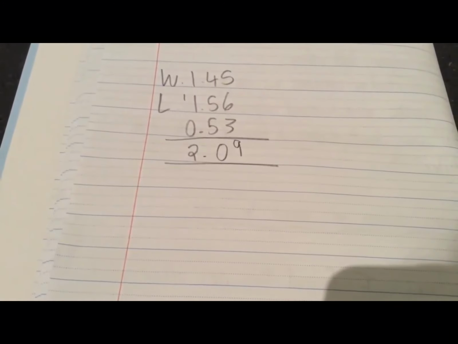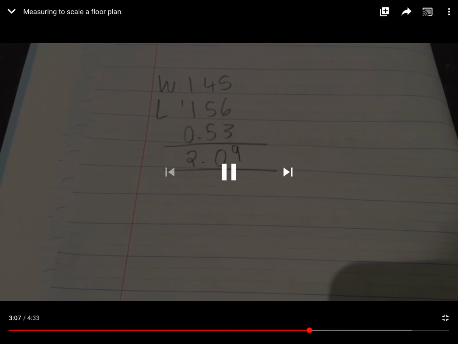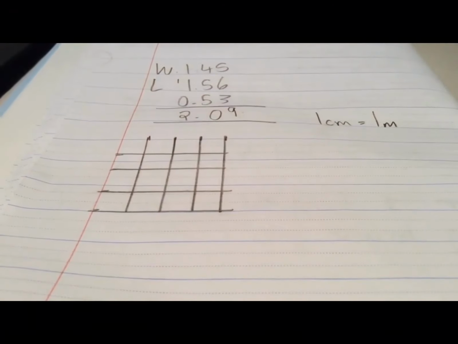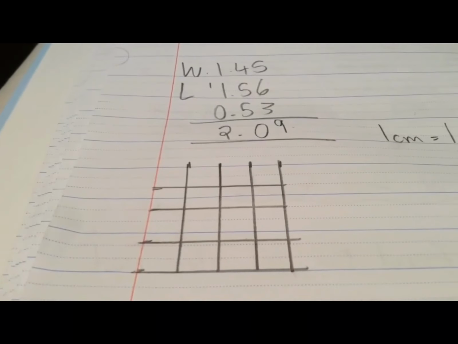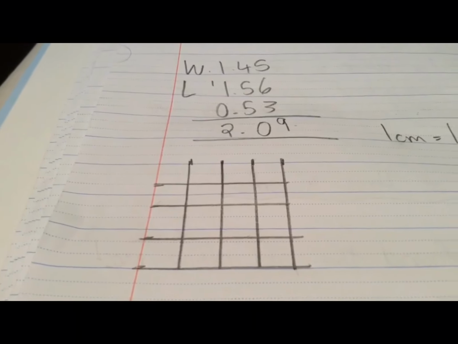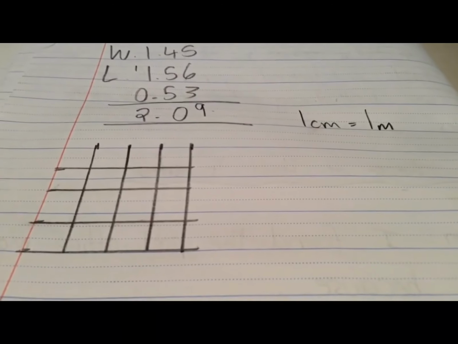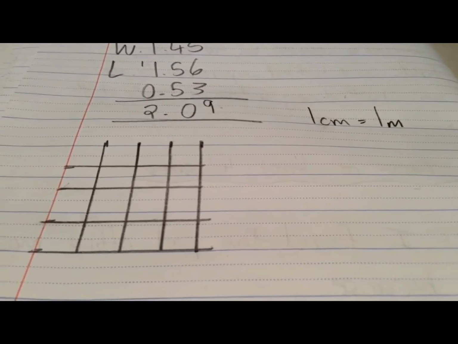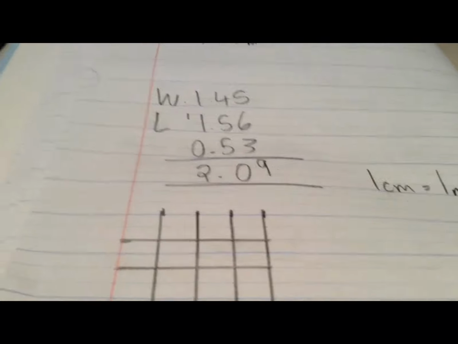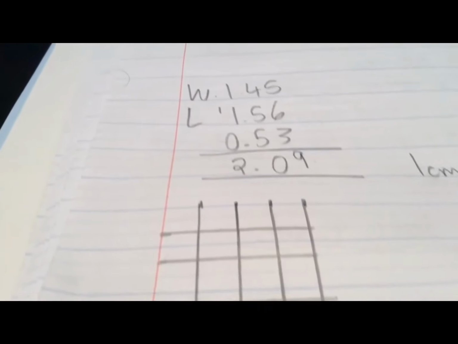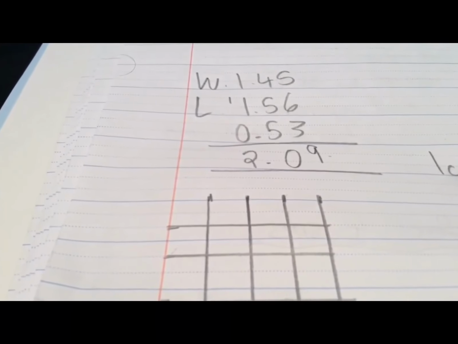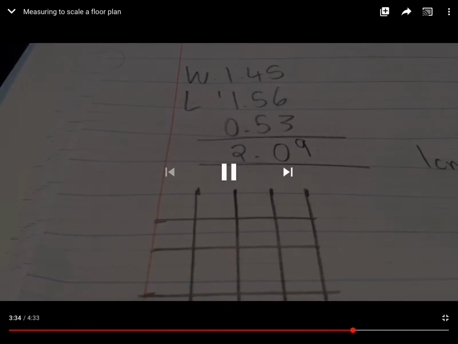Now, how am I going to draw this into a graph? Let's have a look. So here we have our measurement. We know that the width of the bathroom is 1 metre and 45 centimetres, and we know that 1 centimetre equals 1 metre. So first of all, let's look at how many metres are in the width. Starting from the edge, my bathroom square is going to be just under 1.5 squares. It's just under 1.5 metres.